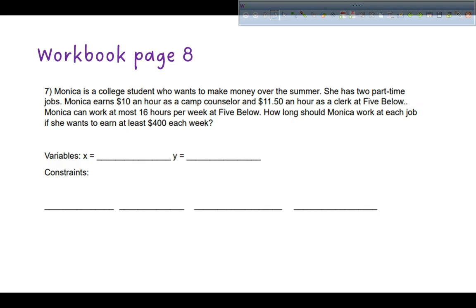So first thing we do is we read through the problem. Monica is a college student who wants to make money over the summer. She has 2 part-time jobs. Monica earns $10 an hour as a camp counselor and $11.50 an hour as a clerk at Five Below. Monica can work at most 16 hours per week at Five Below. How long should Monica work at each job if she wants to earn at least $400 each week?